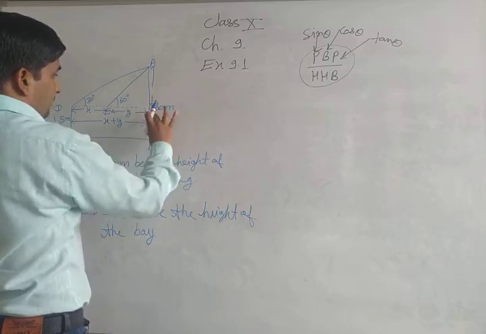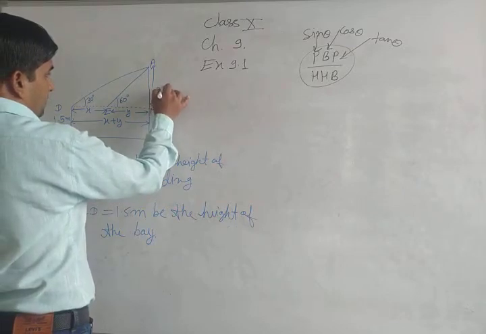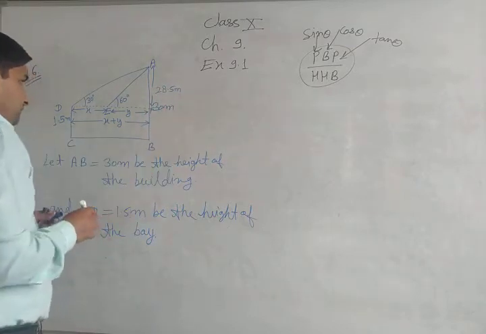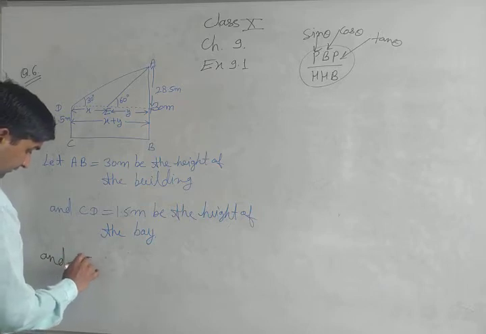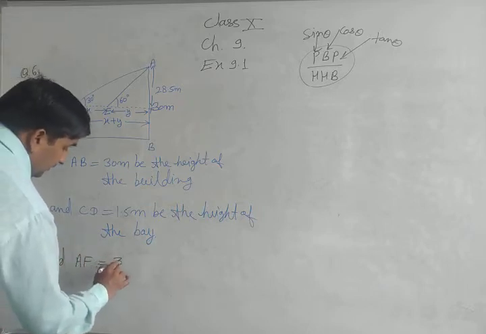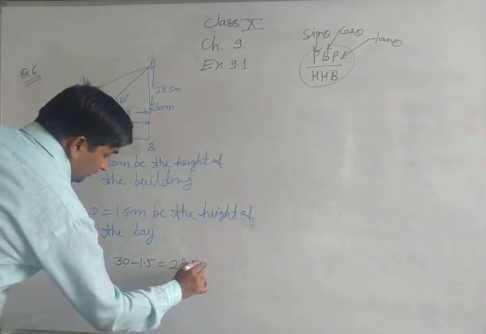AF. This one is 1.5 meters. When you subtract 1.5 from 30, you get 28.5 meters. Clear? Okay. So now we solve this question. AF equals 30 minus 1.5 equals 28.5 meters.